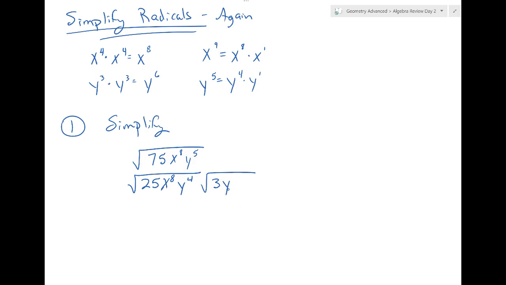Then you just take the square root of these. Guys, what's the square root of 25? So we have 5. What's the square root of x to the 8th? X to the 4th. Square root of y to the 4th? Y squared. Remember, even exponents are so easy. You just have to divide them by 2. And you're going to get times the square root of 3y. That would be your answer.